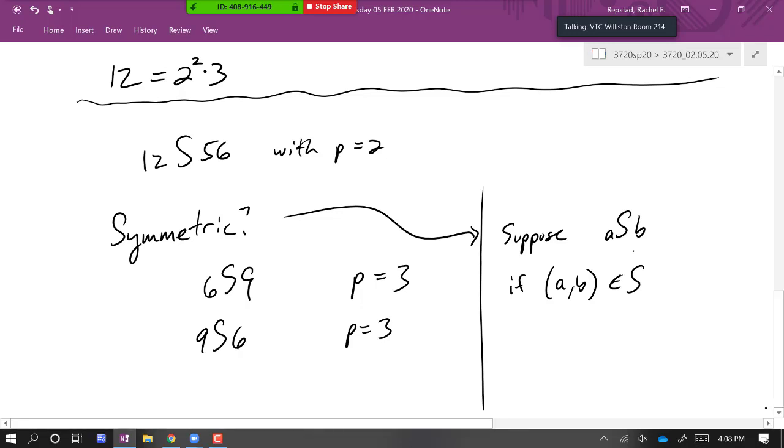If we say suppose A is related to B, we want to explain and then be able to say then B is related to A. So what does it mean to say A is related to B? They share a prime divisor or prime factor. So they share a prime divisor.